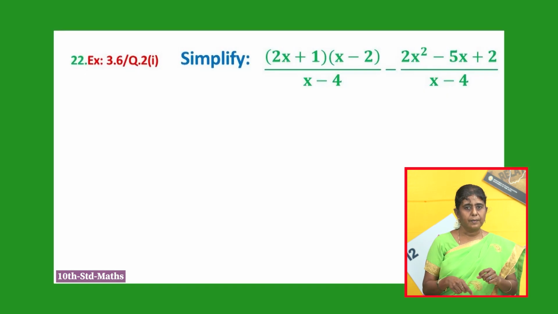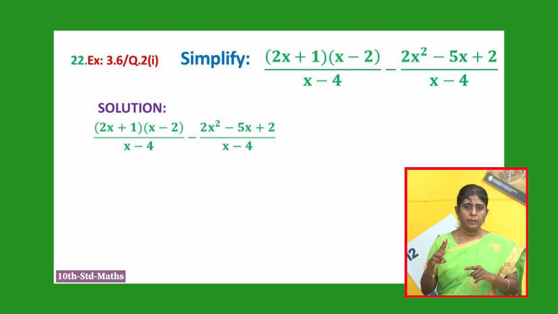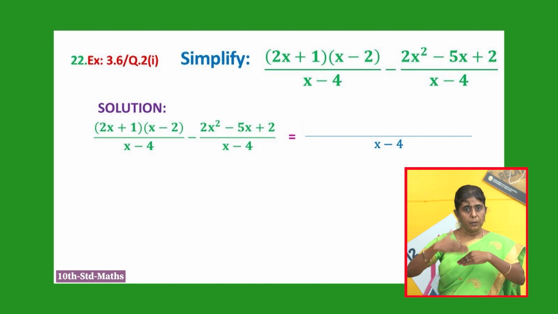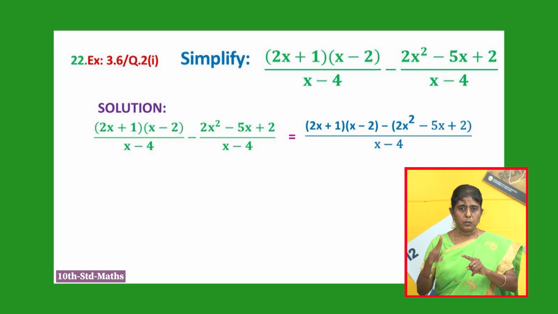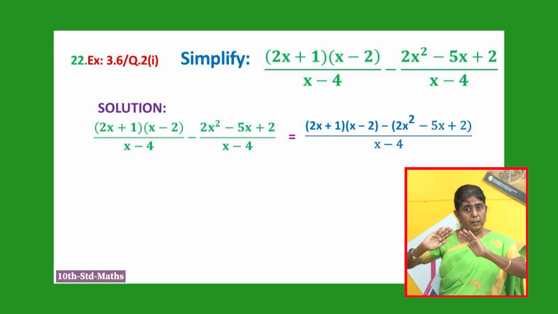Now the last question in this class: (2x plus 1)(x minus 2) by x minus 4, minus (2x squared minus 5x plus 2) divided by x minus 4. You see again the same denominator, so the denominator x minus 4 you have to write as it is. But in the numerator, (2x plus 1)(x minus 2) minus, because minus is in the middle, put the second numerator within a bracket, then multiply inside by the minus.